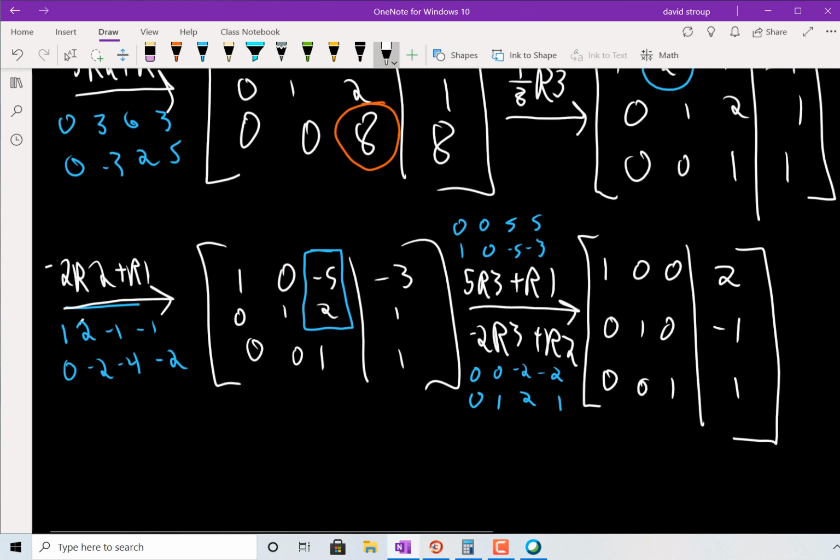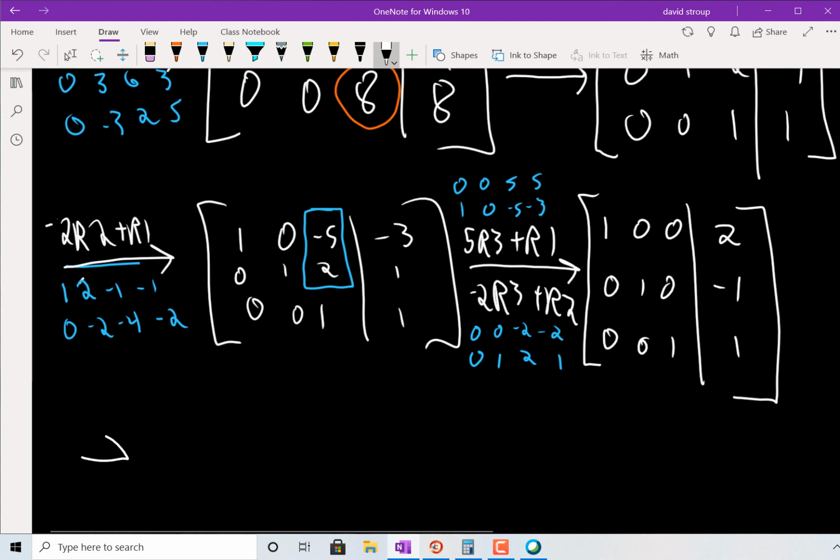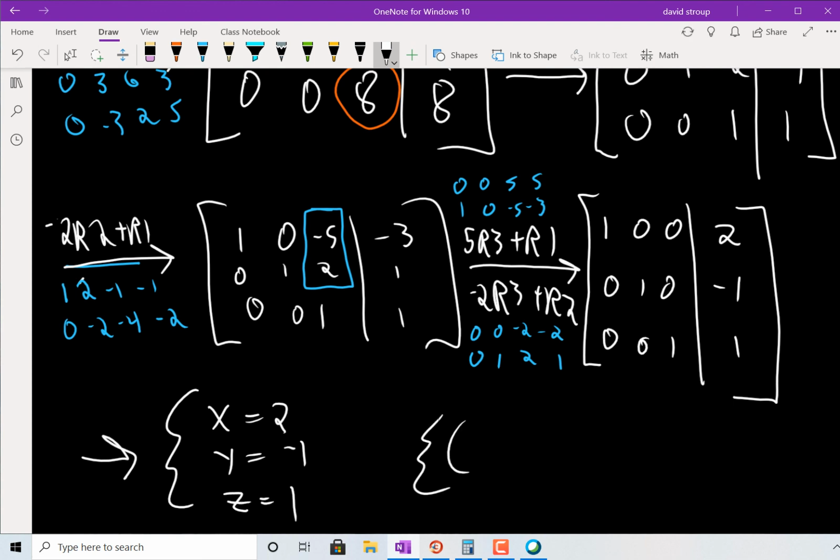And that'll do it. So when you translate this back into an equation, you have x equals 2, y equals negative 1, and z equals 1. That's your solution right there. Okay, so you get 2, negative 1, and 1, and you are good to go.